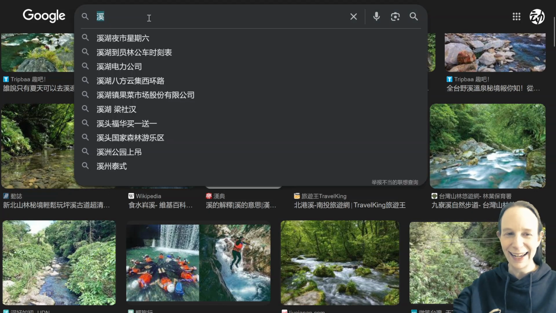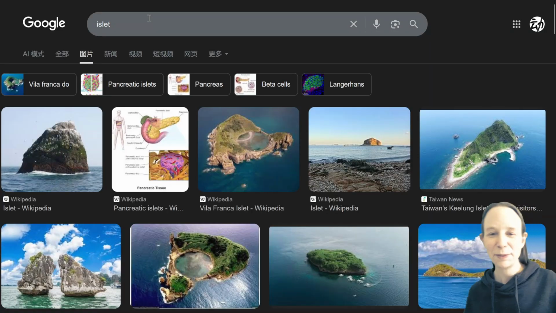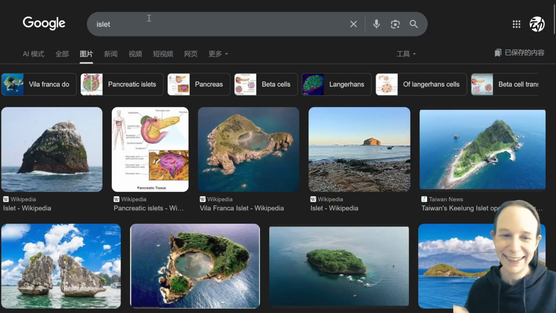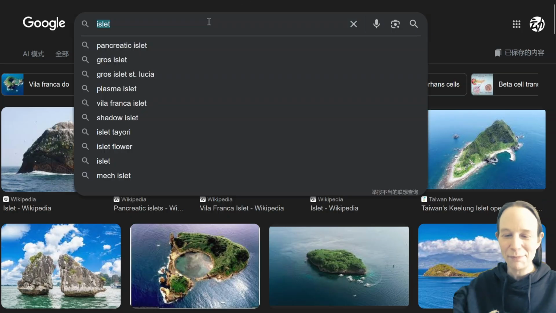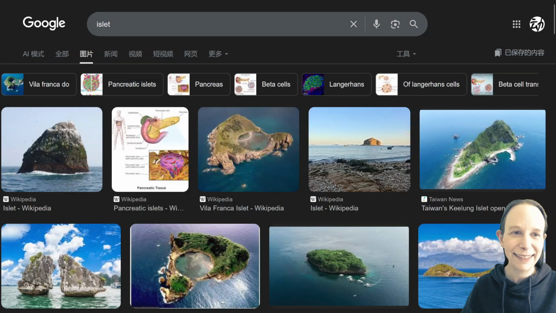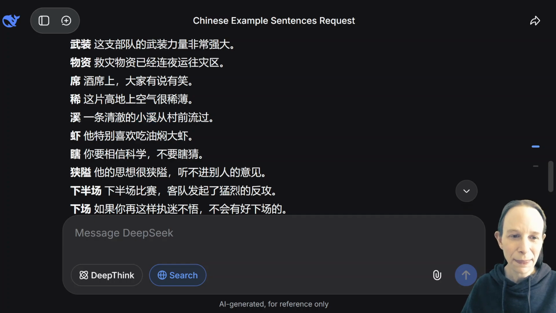I know there's words like islet, small island, a bit of an islet, piglet, but signet. No, that's different, isn't it?